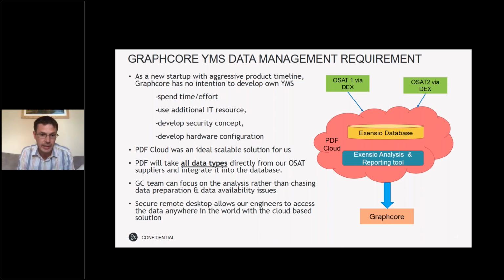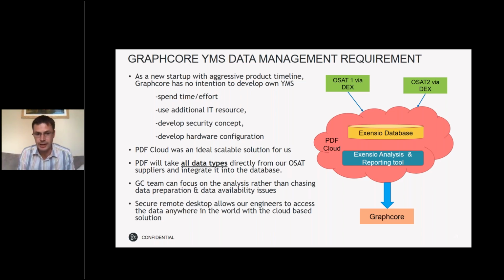It allows us to step back from the data. This goes back to the 80-20 data analyst thing. We want to be able to step away from doing the 80% data wrangling to focus on the data analysis, and that's what the cloud has allowed us to do.